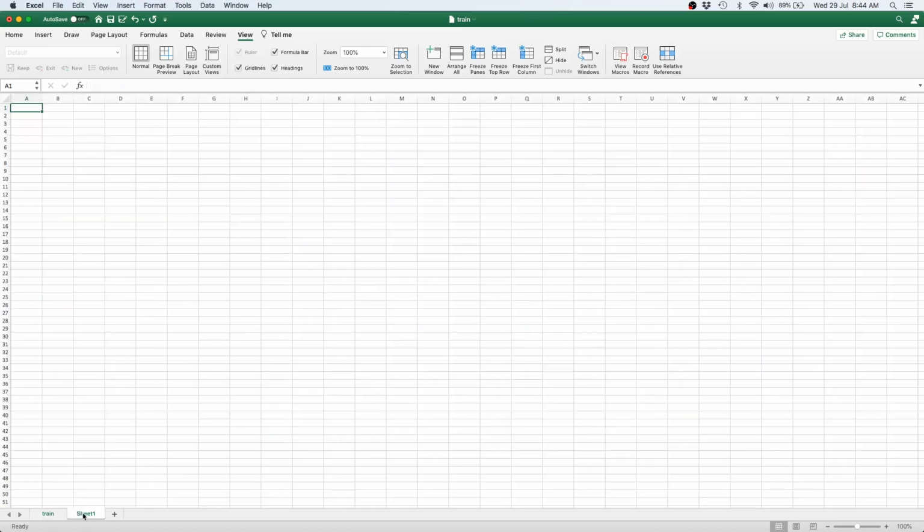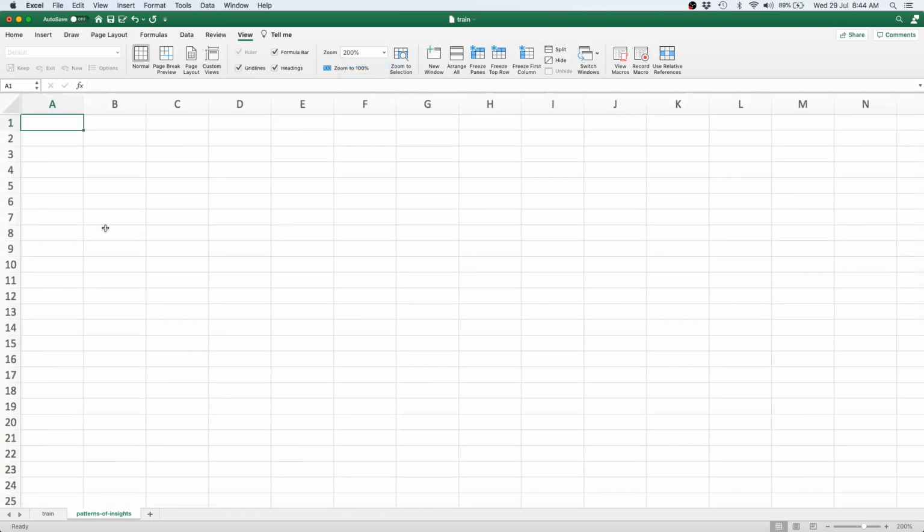So let's try to write down our questions here. Let's just simply rename this particular sheet to patterns of insights, and there we are. Well, this too needs to be zoomed to 200%, let's say. And well, the first thing we are going to need is a list of columns, because until we know what each column means, we wouldn't really be able to come up with questions.